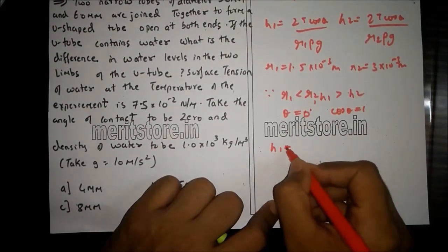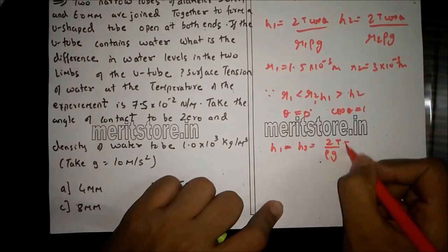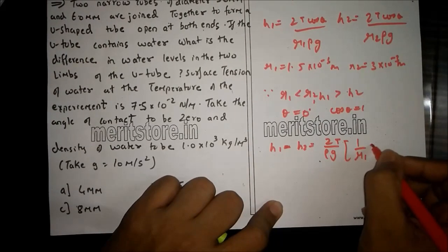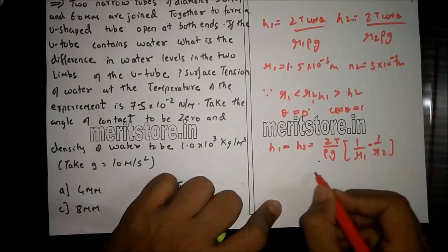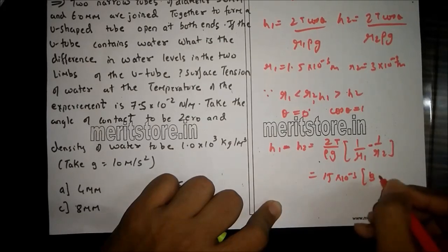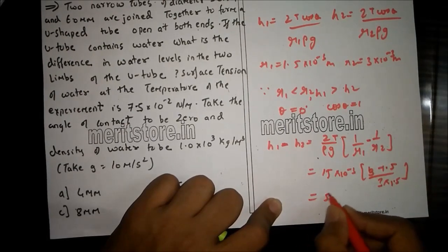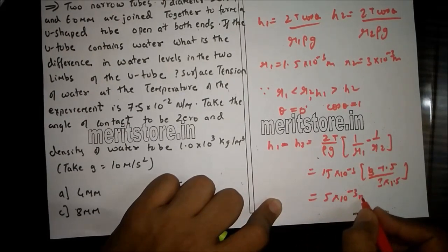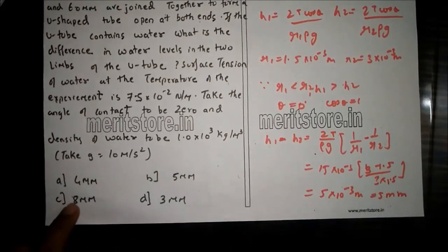Therefore h1 minus h2 is equal to 2T upon rho g into 1 upon r1 minus 1 upon r2, which is equal to 15 into 10 raised to minus 3 into 3 minus 1.5 upon 3 into 1.5, which is equal to 5 into 10 raised to minus 3 meters, which is 5 millimeters. Therefore, here the correct answer will be option B.